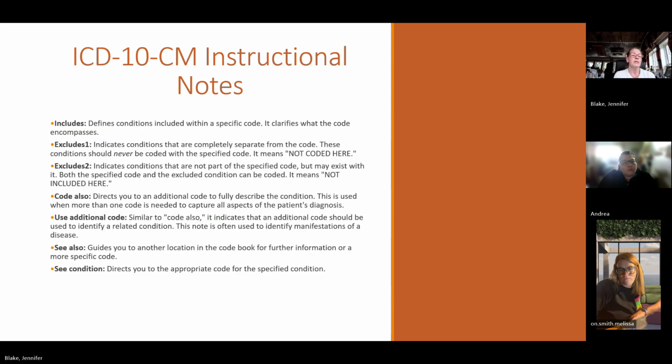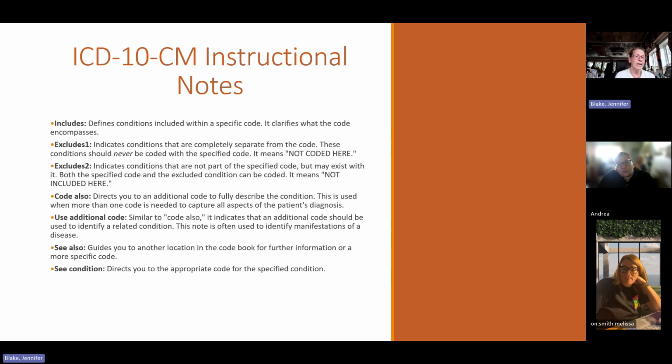Okay. "See also" is going to take you to another location in the code book for further information. So it's going to say, look, you also have to look here for more information on this code. Okay. "See condition" is going to just direct you to the appropriate code for that condition. So maybe that condition has various names, could have more than one name. It's just going to direct you to the appropriate name of how they have it organized in the book. So that's what that means.